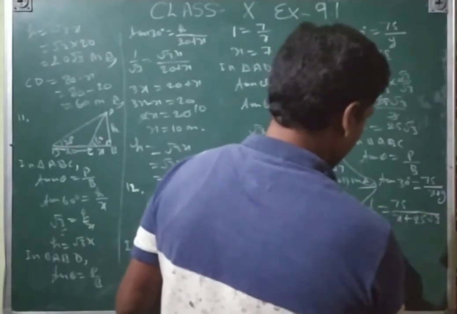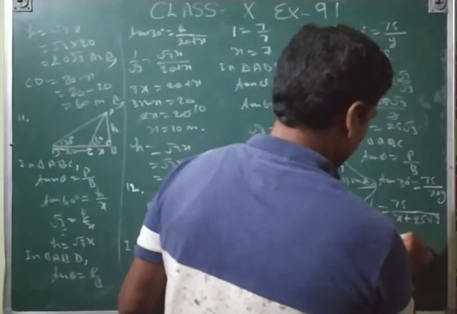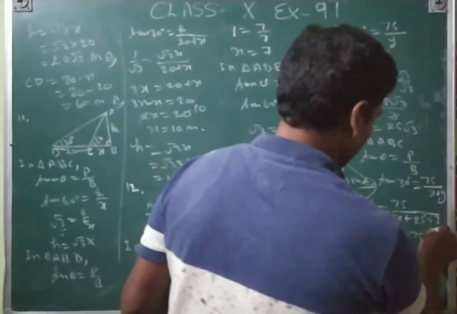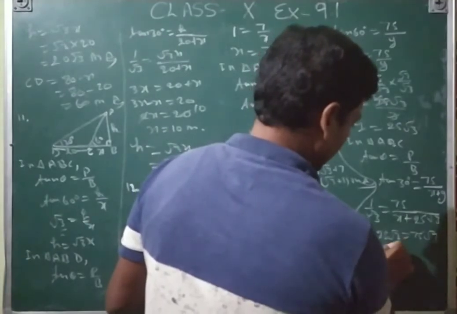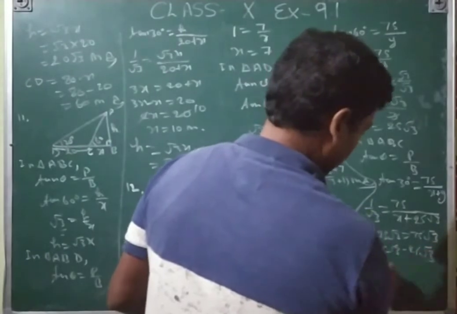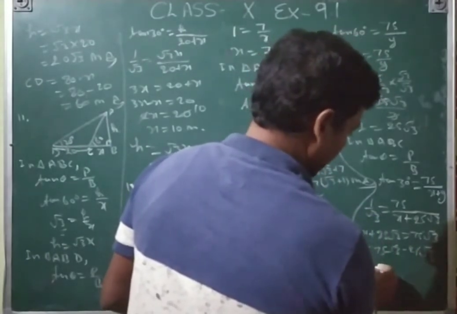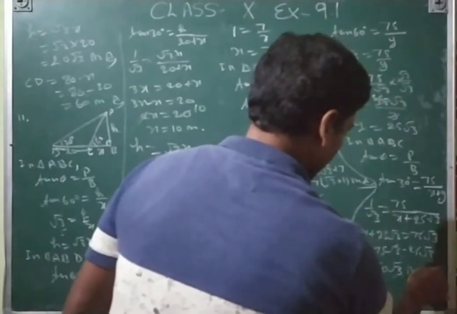So by cross multiplying, x plus 25 root 3 is equal to 75 root 3. Then x is equal to 75 root 3 minus 25 root 3. By subtraction, that will be 50 root 3 meters.